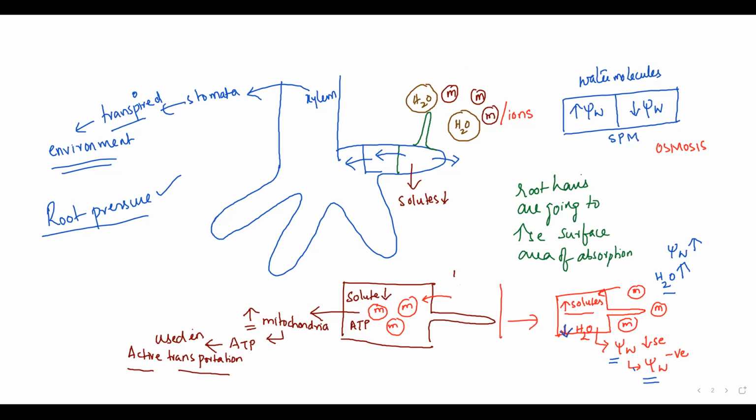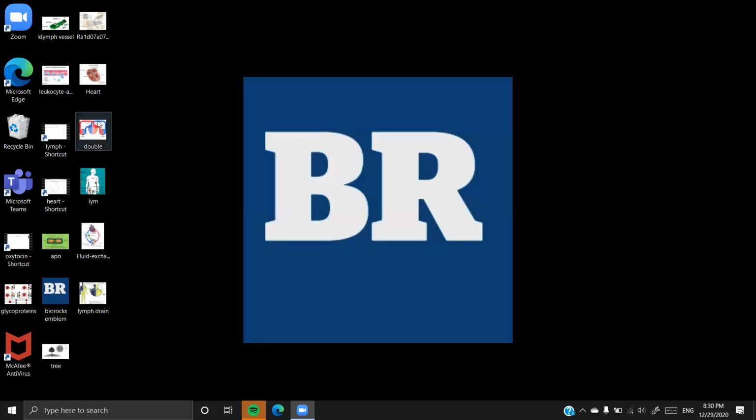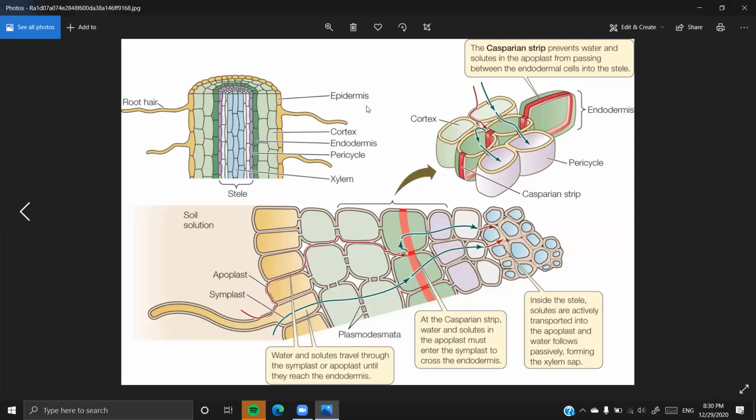Now I'll share my screen with you so that I can show you a few slides which can give you a basic idea regarding these topics. We already have seen the structure, that is how the apoplast and symplast are carried. If you look at this, you can see the root hairs, the epidermal cells, the cortical cells, the endodermal cells, the pericycle cells, then the xylem cells. See, these are the endodermal cells, and these are the cortical cells.